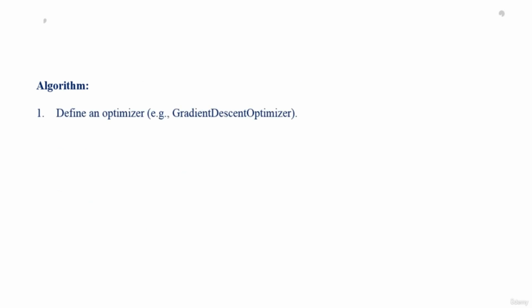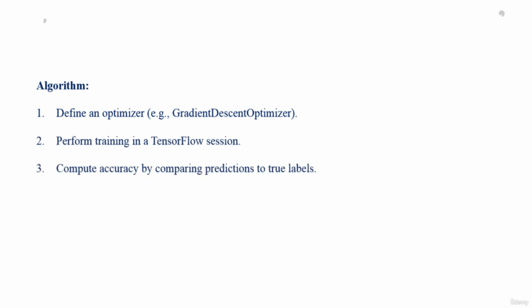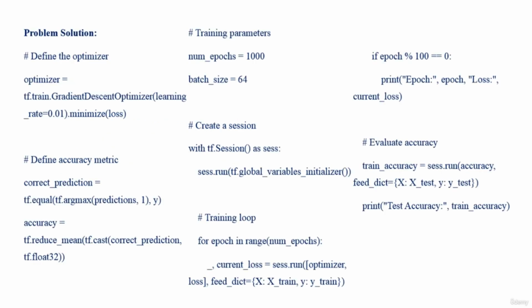Algorithm. Define an optimizer, example gradient descent optimizer. Perform training in a TensorFlow session. Compute accuracy by comparing predictions to true labels. How code is working: the code trains the logistic regression model using gradient descent and computes accuracy by comparing predictions to actual labels. Training and evaluation are performed within a TensorFlow session.